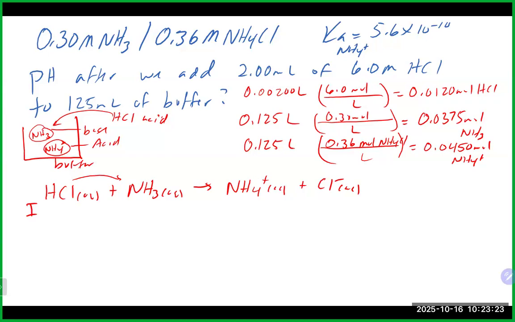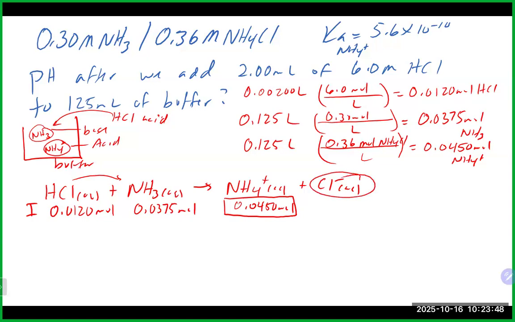So we got 0.012 moles of our HCl. We have our NH3, 0.0375. And remember, again, in order for this to be a buffer, we do need something on the other side. Otherwise, it is not a buffer. And we got 0.0450. And again, I am not going to worry about the chloride because it's the neutral salt, so obviously not going to play with anything.